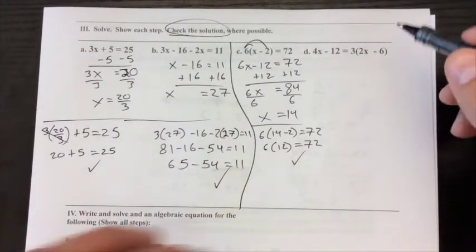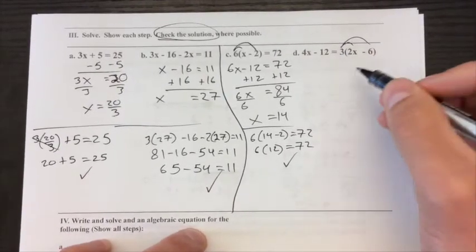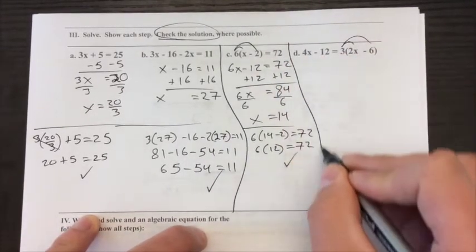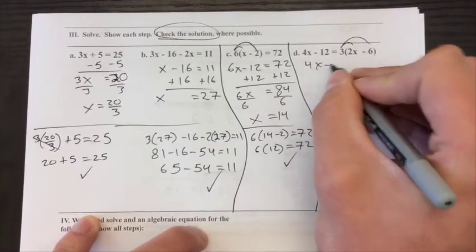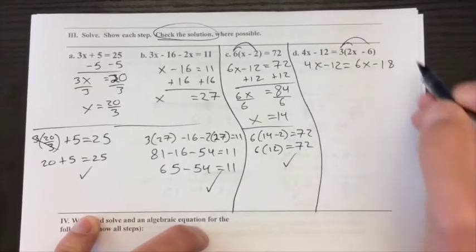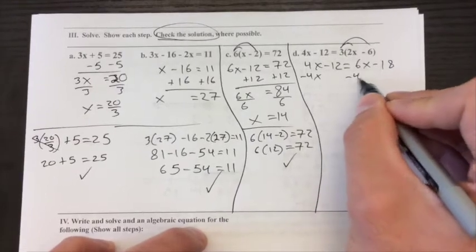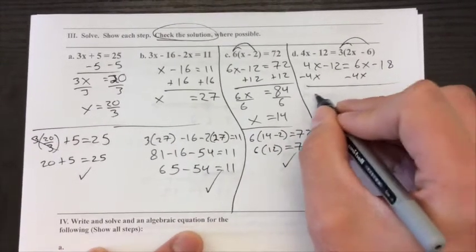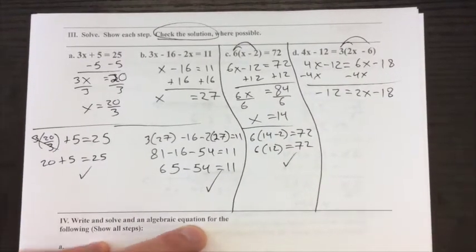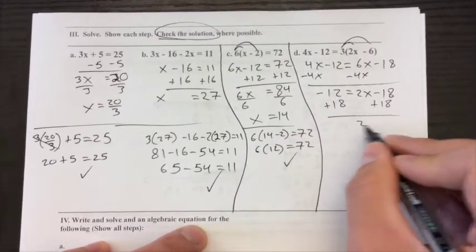All right, last one. Again, I know it looks messy, but start with the distributive property. 3 times 2x and 3 times 6. So that's, I'm sorry, I got to do this line here. This is confusing. This is 4x minus 12 equals 6x from 3 times 2x, minus 18, 3 times 6. I'm going to subtract 4x from both sides. That leaves me with negative 12 equals 2x minus 18.